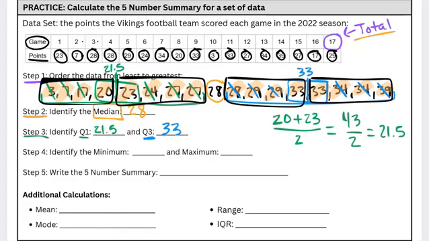All right, step 4 is identify the minimum, which is our smallest value, which is 3, and our maximum, which is our highest value, 39. So these 5 values that we just calculated from our data is the 5-number summary. The 5-number summary begins with the minimum value, which is 3. Then it goes to the Q1 value.